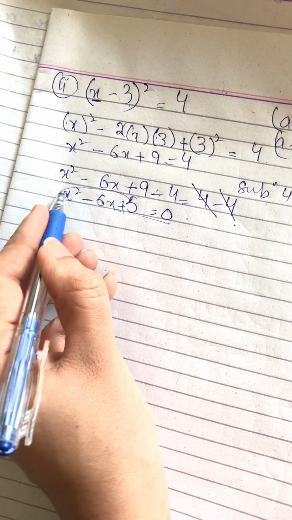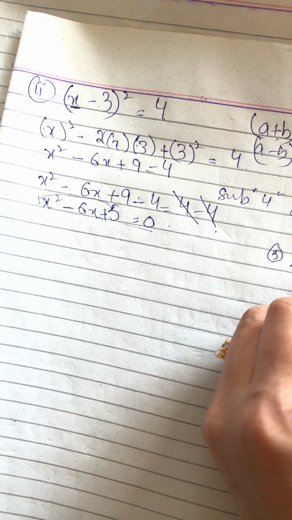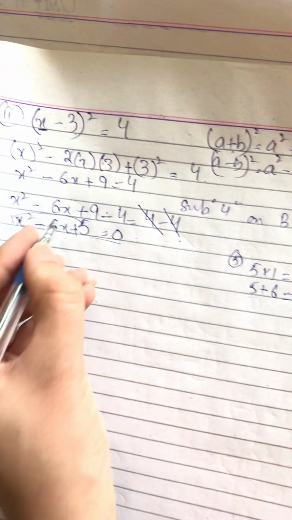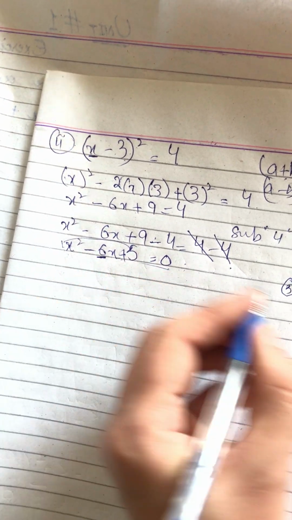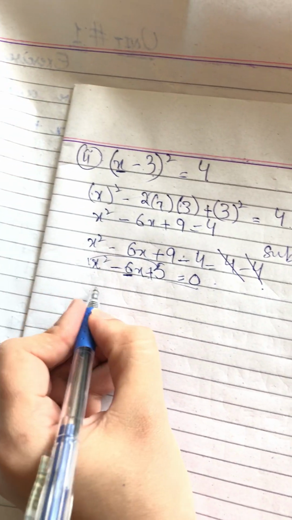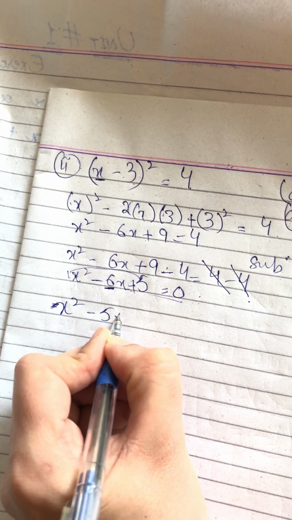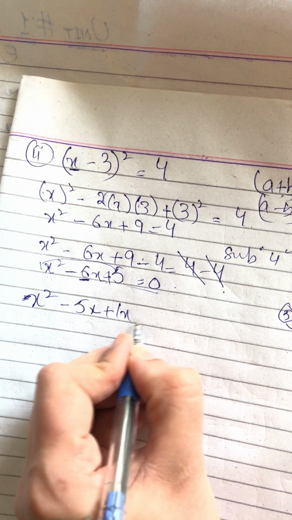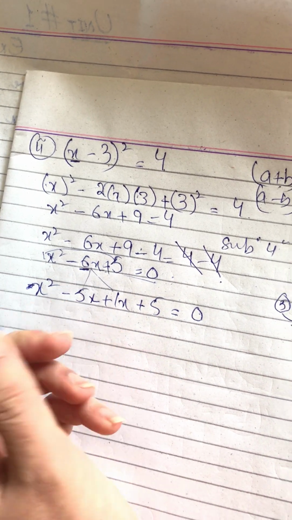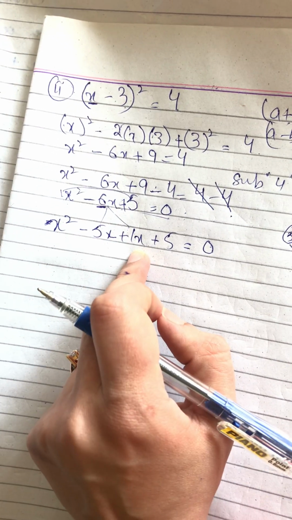What we will do? 5 multiply 1. It's equal to 5. We will make the factors of 5. 5 ones are 5. We can see if we add 5 plus 1, it will equal to 6. Okay. So we will take this factors of 5. Now x squared minus 5x plus 1x plus 5 equals to 0. Instead of 6x, we wrote here minus 5 plus 1x.